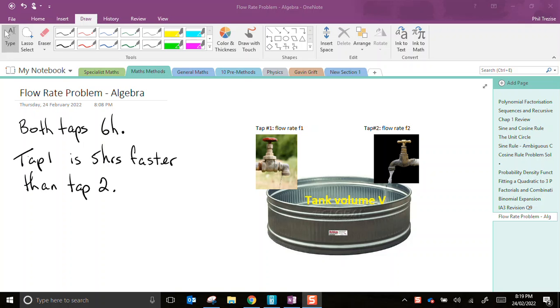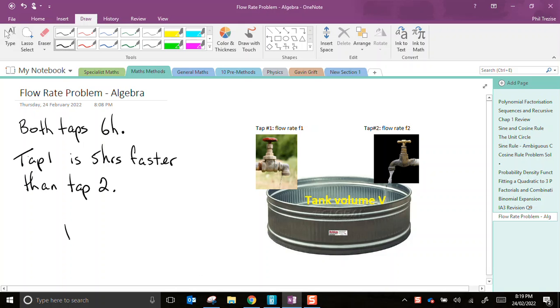But we do know that if both of the taps are running together, it takes 6 hours to fill the tank. And if tap number one was running by itself, it would be 5 hours quicker than if just tap number two were running by itself. So it's a little bit to untangle here, but the basic idea behind this is about the rate of flow.